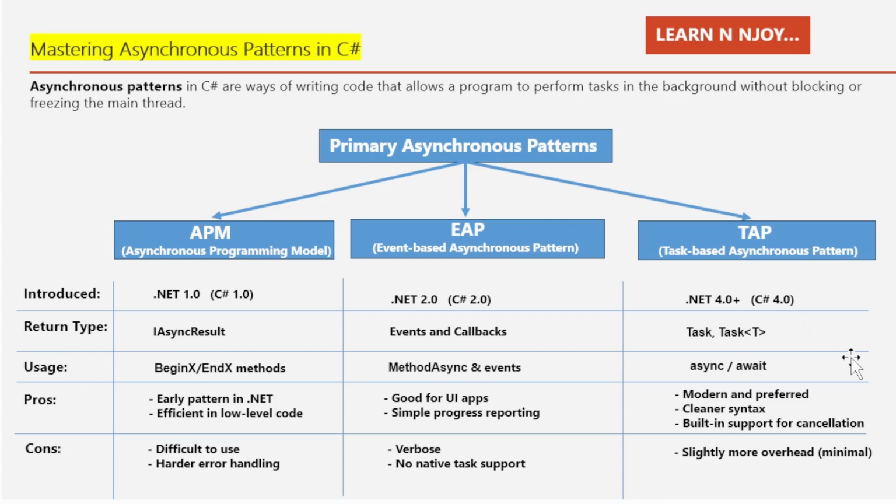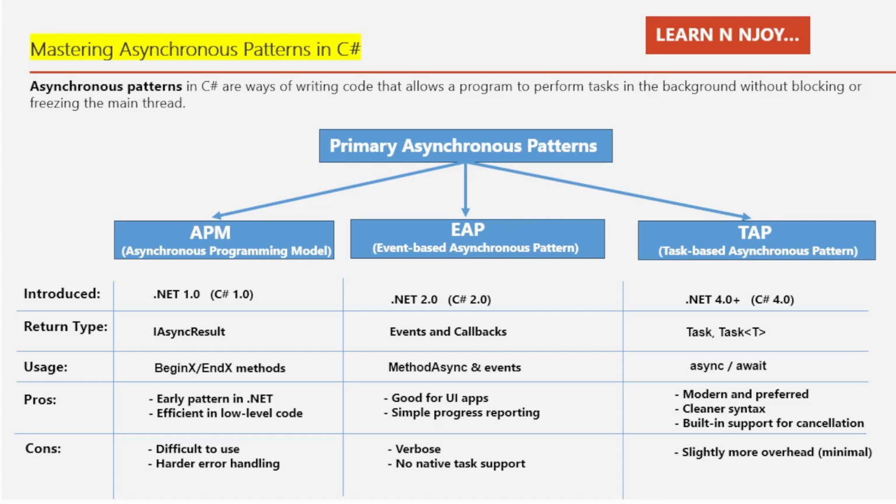Uses: async await. We use async to mark methods as asynchronous and await to pause execution until the task completes. Basically, it enables cleaner, more readable code. Pros: it's modern and preferred, with cleaner syntax and built-in support for cancellation. These features make it the modern standard for async programming. When we talk about the cons of this, it's slightly more overhead due to task creation, but this is generally minimal and outweighed by the benefits of readability and maintainability.